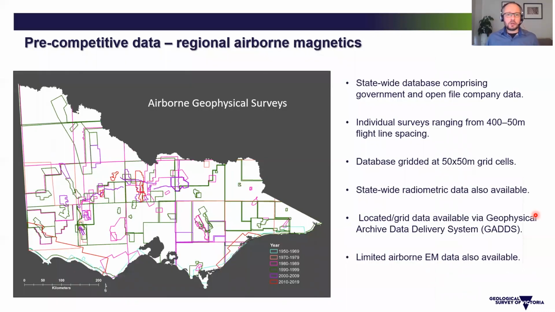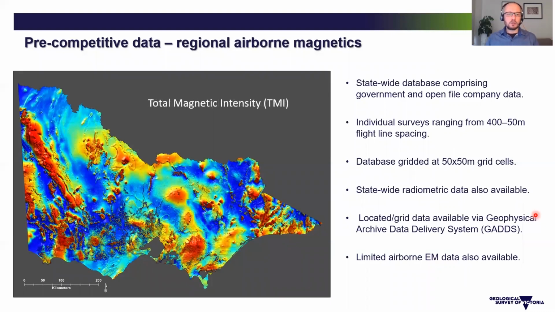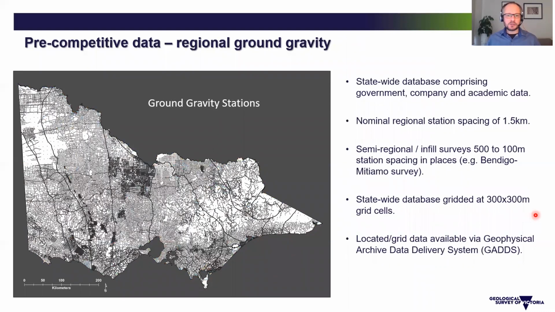We've also got great regional airborne magnetics coverage. So here you can see all the different types of surveys that have been acquired and then merged together into a statewide grid. You can see there, it's a 50 by 50 metre grid cell size covering the whole state. So again, a great resource when looking for exploration targets and to help your exploration, particularly in areas undercover. And that's all freely available from GADS, as is the gravity database and data sets.